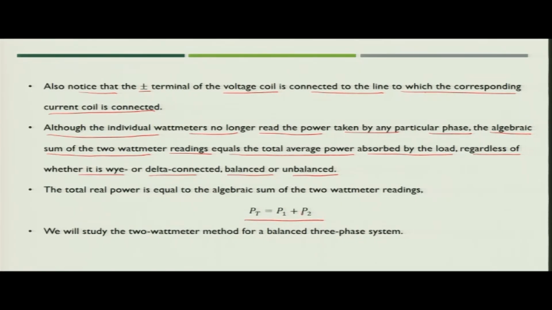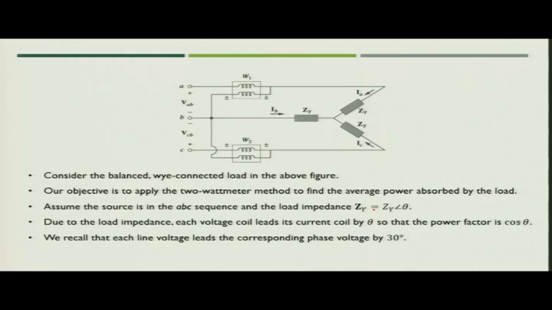Now, let us understand how we can justify that the total power consumed is equal to the sum of the two wattmeter readings. For simplicity, we will take the two wattmeter method for a balanced three phase system, so that we can establish the relationship of the total power consumption versus the individual wattmeter reading. So, we will justify that the total power consumption is nothing but the algebraic sum of two wattmeter readings. For that let us consider this particular circuit arrangement.